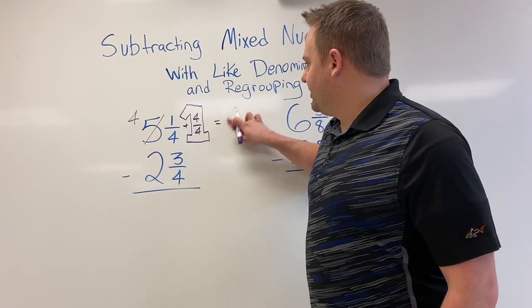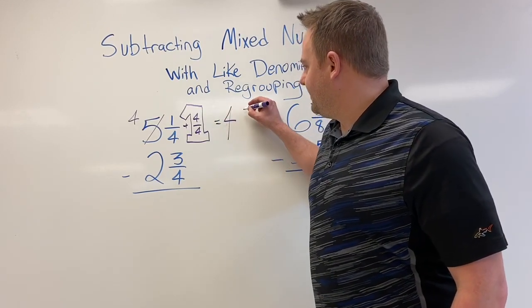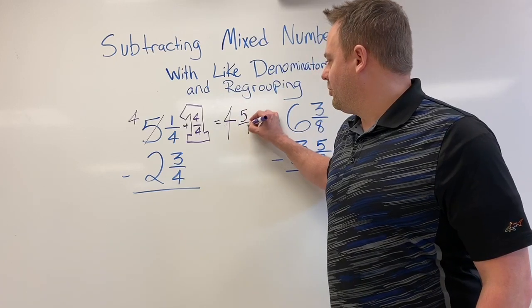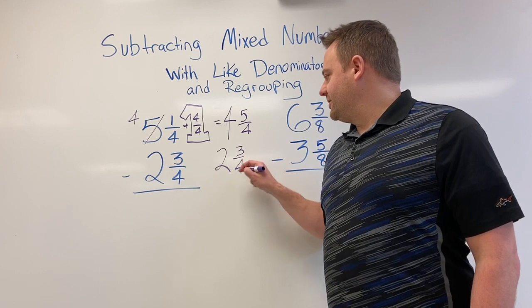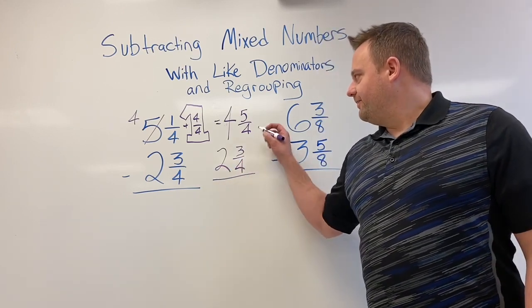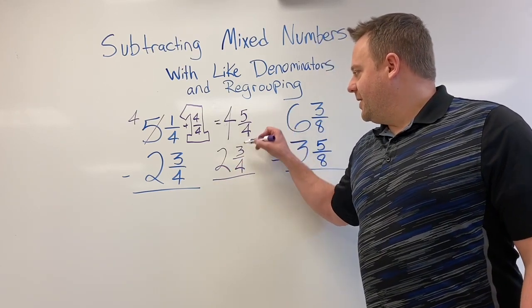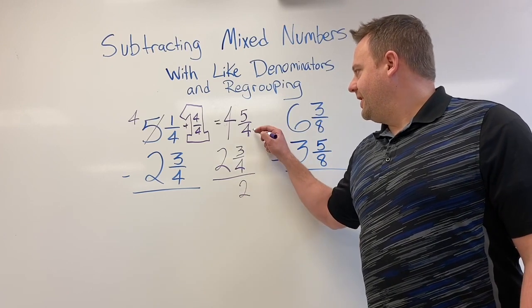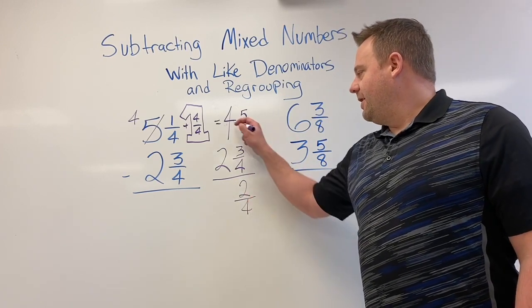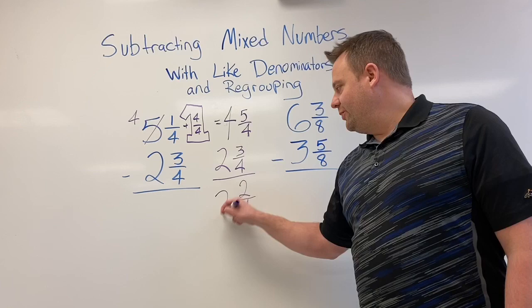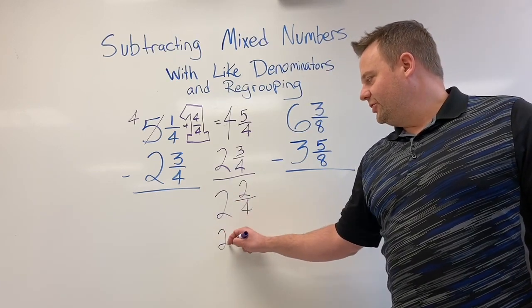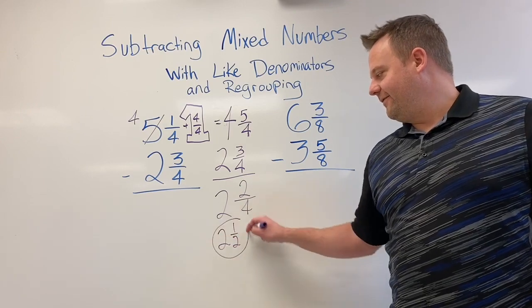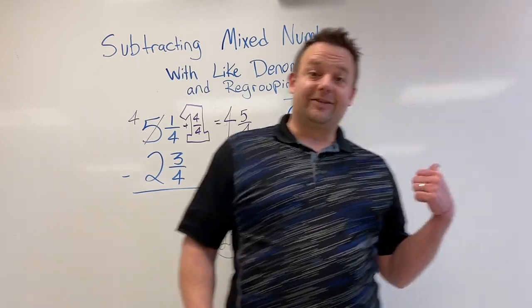So I'm going to rewrite it just for completion's sake. Don't want to get lazy. 4 5/4 minus 2 3/4. So here we go. 5 minus 3, well, that's 2. And the denominator stays the same. 4 minus 2 is 2, and we have 2 2/4. 2 2/4 equals 2 1/2. There we go.